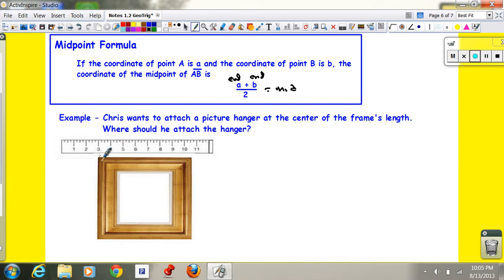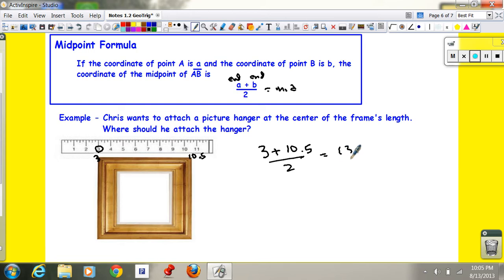He knows that this point starts right here at 3. He knows that this one is right here at 10.5. So he's got a 3 for one endpoint. He's got a 10.5 for the other endpoint. So if he takes 3 plus 10.5 and divides it by 2, he'll get the exact midpoint. He'll get the average, or the middle.